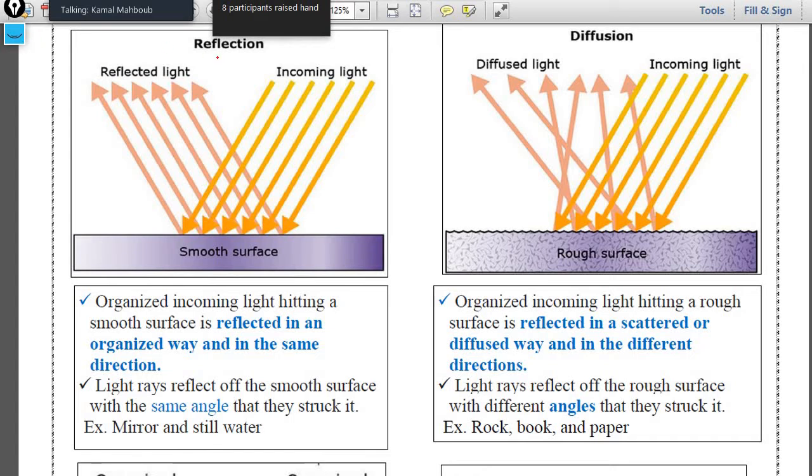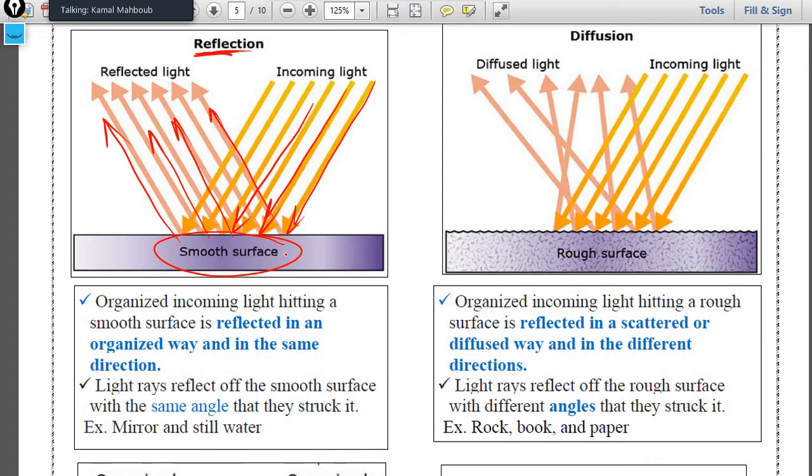Now we'll focus on reflection, please, guys. Reflection happens with smooth surfaces. When the light bounces off smooth surfaces, it is reflected at the same angle, in the same direction. Can you see that, guys? All of them reflect in the same direction, at the same angle. So you can see yourself in the mirror, because the light bounces and is reflected in the same direction.